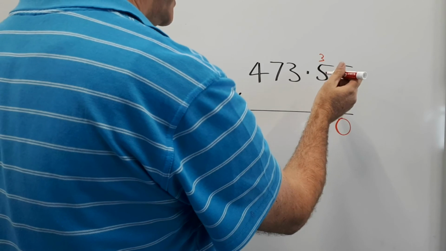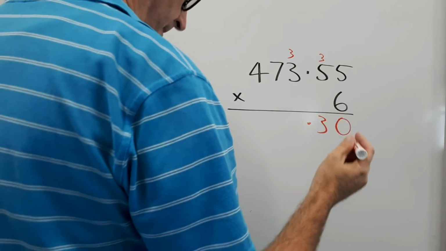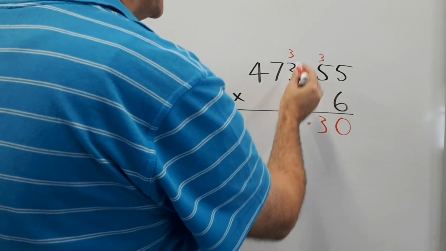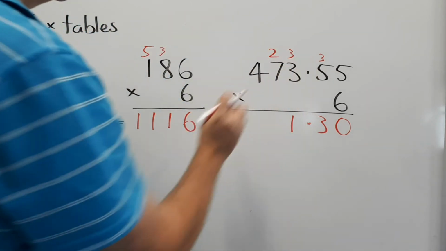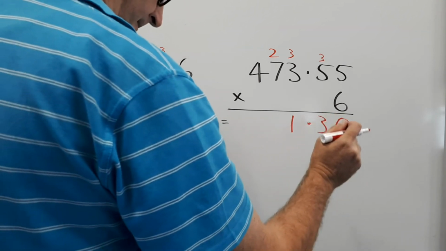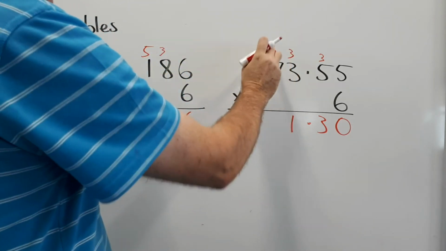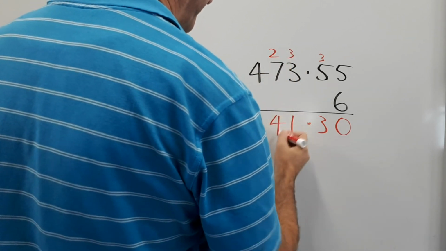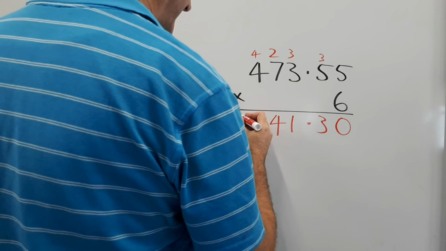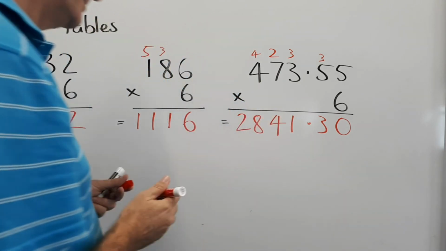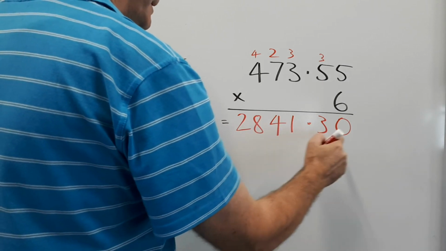Okay, so we had 53. Then 6 times 3, 18, plus 3, 21. Carry that up into the tens. Then 6 times 7 is 42. 42 plus 2 is 44. 6 times 4 is 24. Plus 4, 28. More complicated answer this time, but the answer is 2,841.3.